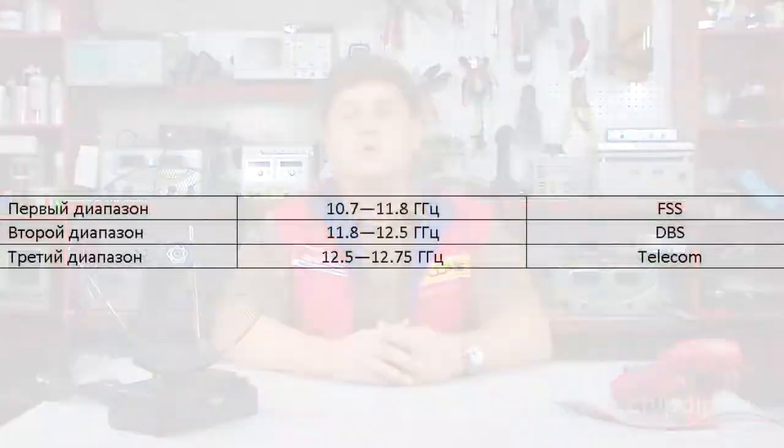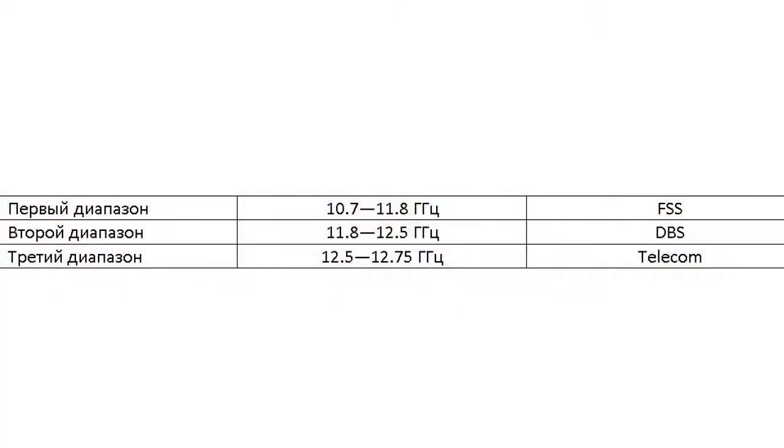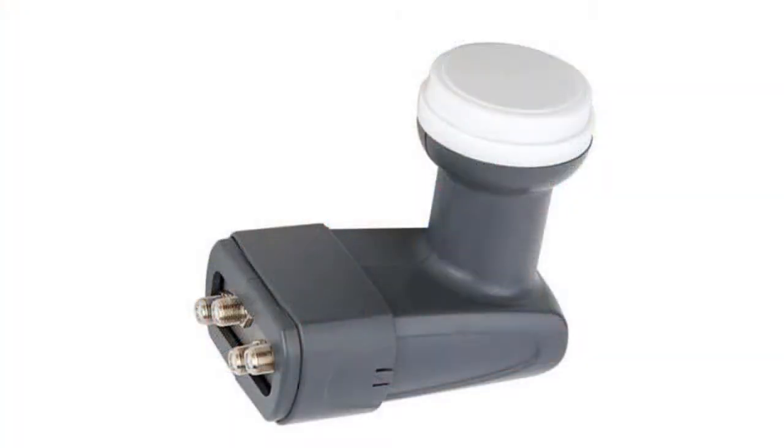But let's go back to the Ku band. It is split into three subbands: FSS, DBS, and Telecom, named after the French satellites which use the band. Therefore, the signal converter to receive them from the satellite can be 1, 2, or tri-band. Does any of the bands have advantages over the other?